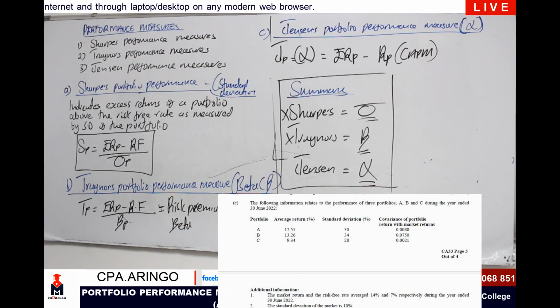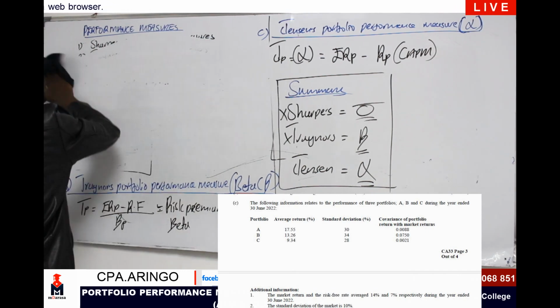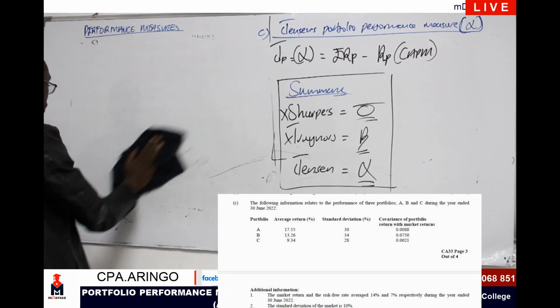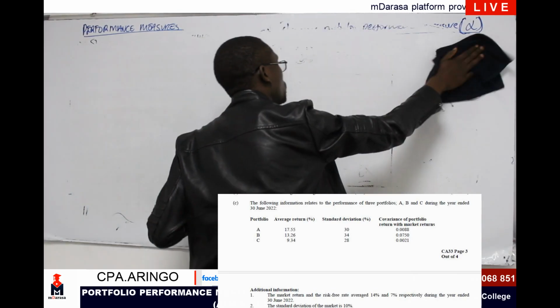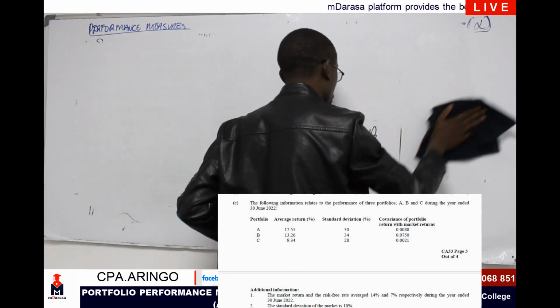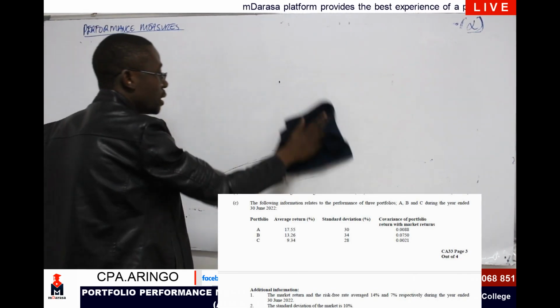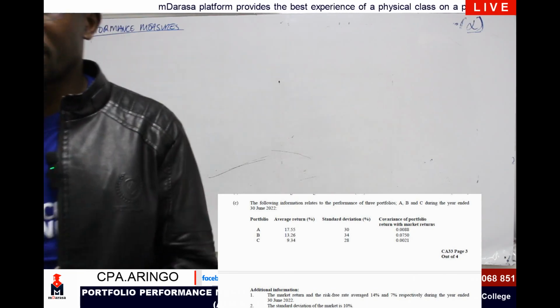To start with Sharpe's, it indicates the excess return of our portfolio above the risk-free rate, as measured by the standard deviation of the portfolio. So let us work it out. Allow me to raise this point because this is what we did in our last class. My good students will find that advanced financial management is always very easy once you are able to analyze and understand the whole concepts, not by cramming, but by understanding the concept of what we are dealing with.